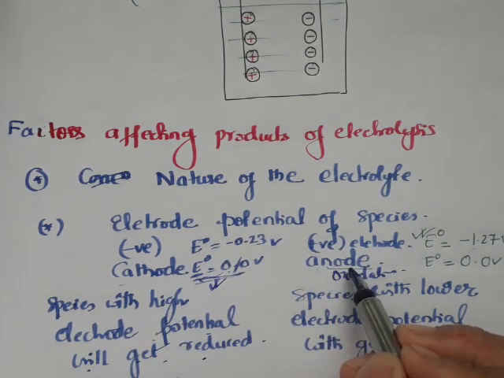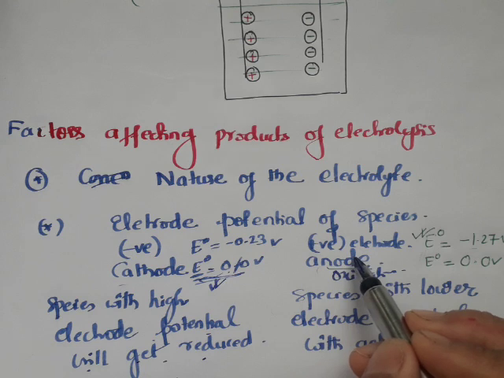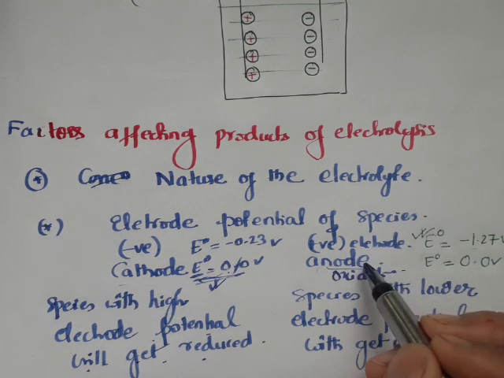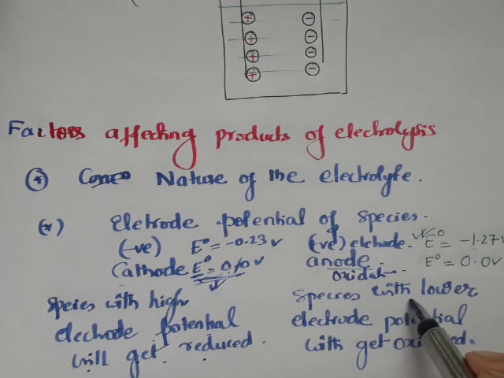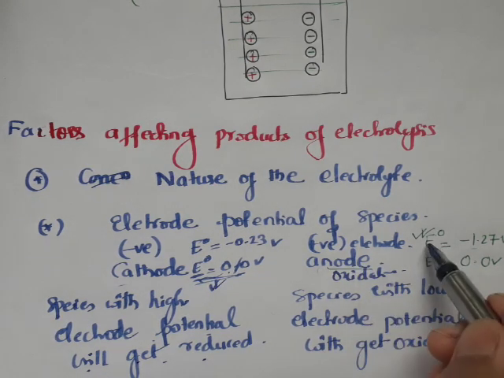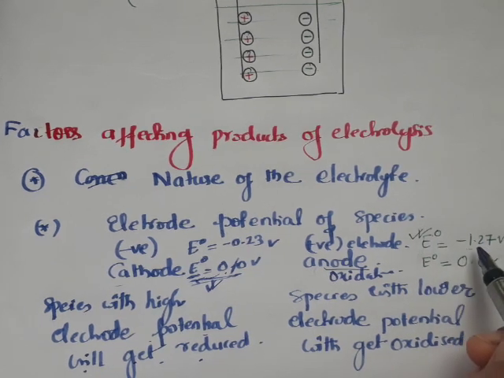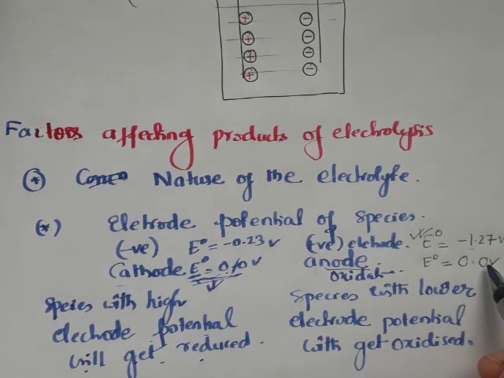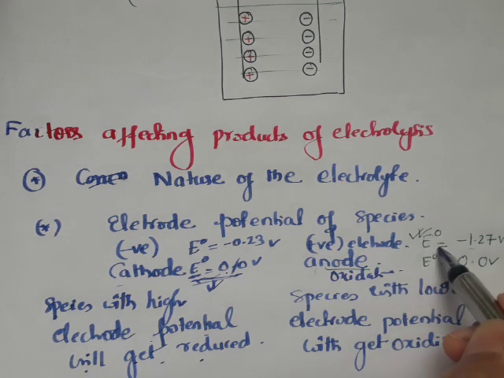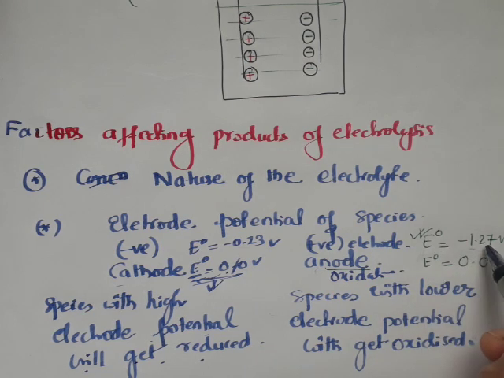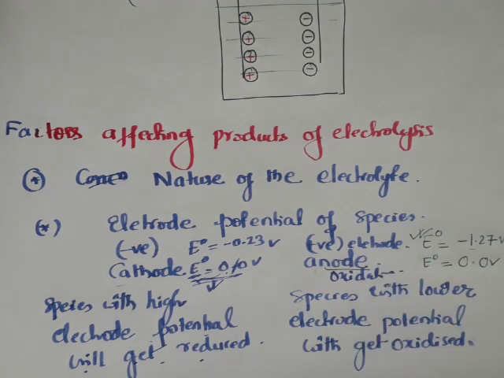Similarly at the anode, negative ions will migrate and get oxidized. Now the species or the negative ion with the lower electrode potential will get oxidized at the anode. Suppose we have two species having electrode potential of minus 1.27 volt and 0.0 volt. Now out of the two, which is the lower value? This one. So the negative ion with this electrode potential will preferably get oxidized at the anode.